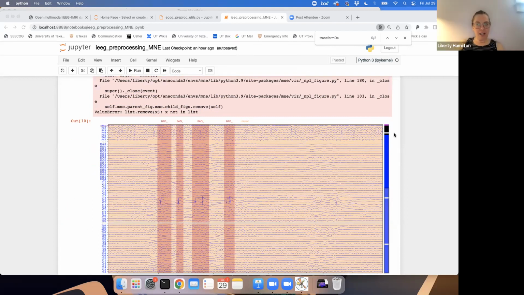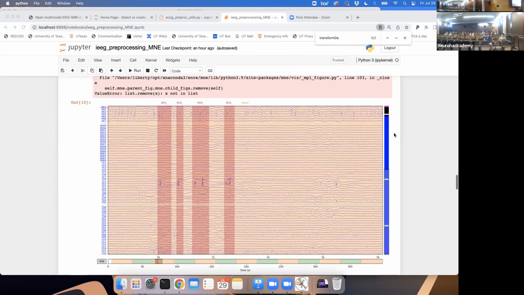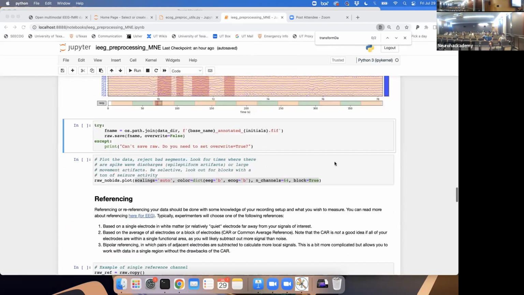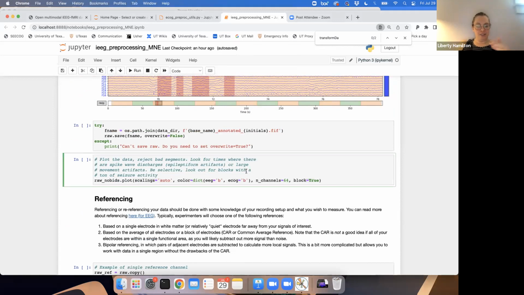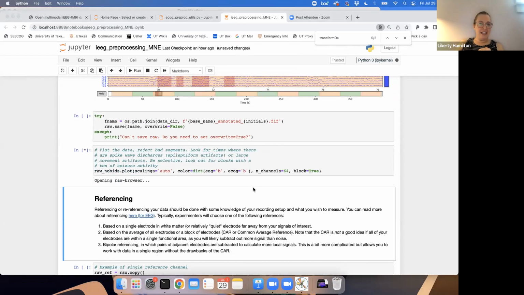Okay, all right, I'll try and go quickly through the rest of this. I do want to compare BIDS and no BIDS really fast, and then we'll talk about referencing and a little bit about high gamma.